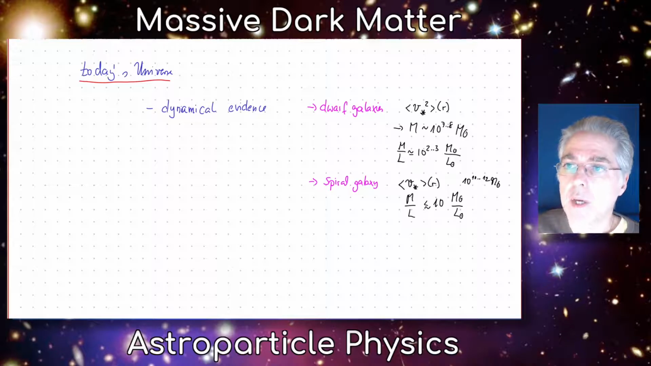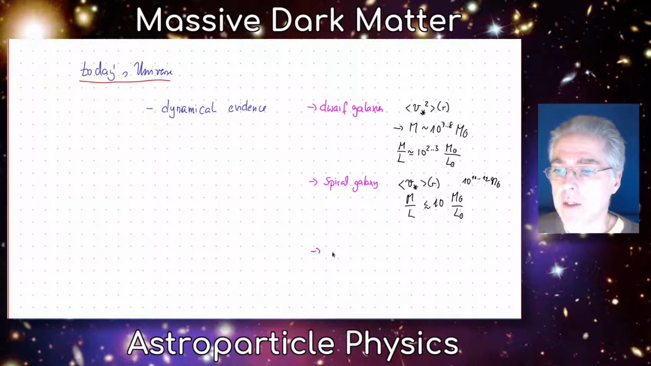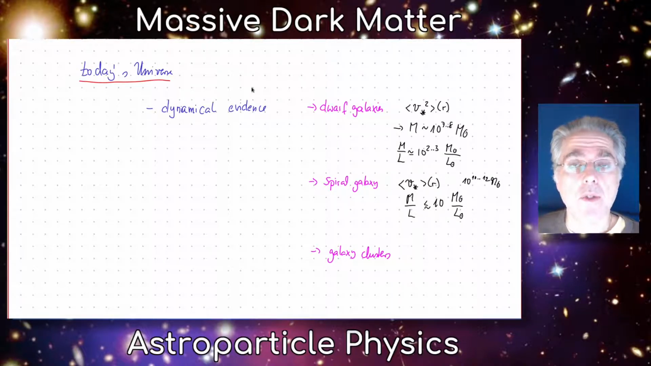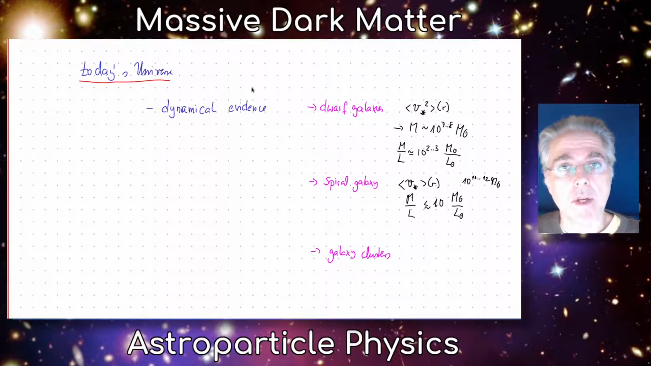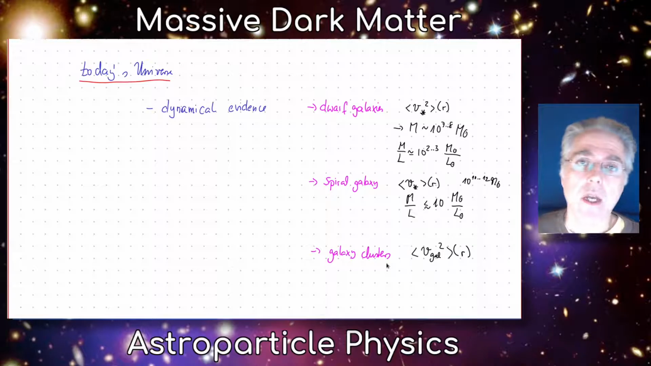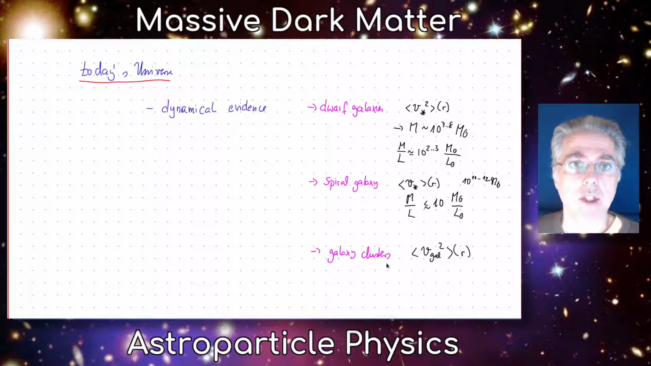And then finally we come to the galaxy clusters, which is the next step up in terms of the mass that we're looking at. And here now we are not looking at the velocity of stars anymore, because they are bound in galaxies. We are rather looking at the velocity of whole galaxies. So we measure again a velocity dispersion of galaxies in these systems as a function of distance, and then again we can infer the amount of matter present to keep the objects, in this case galaxies, gravitationally bound.